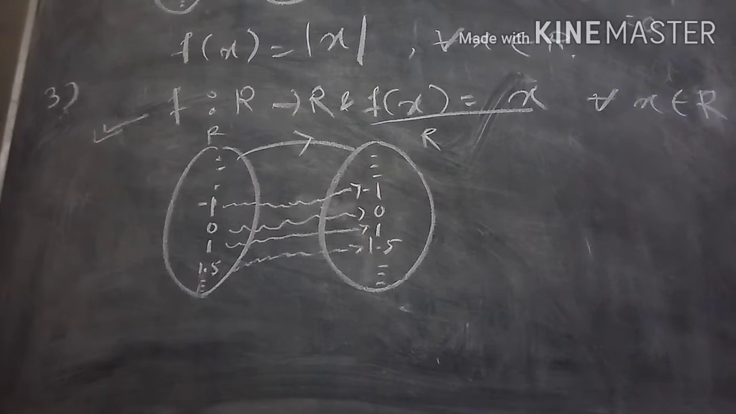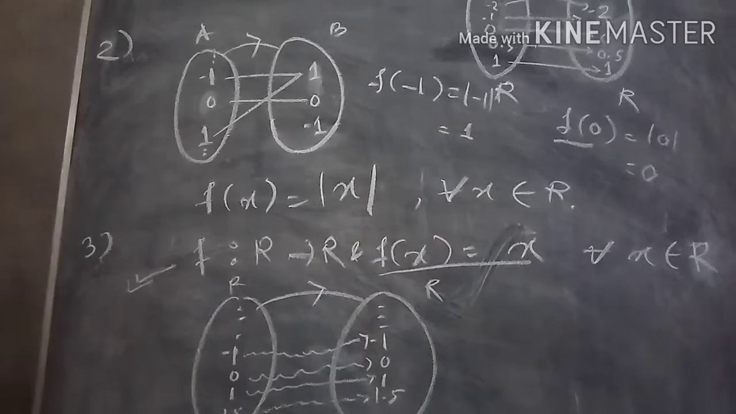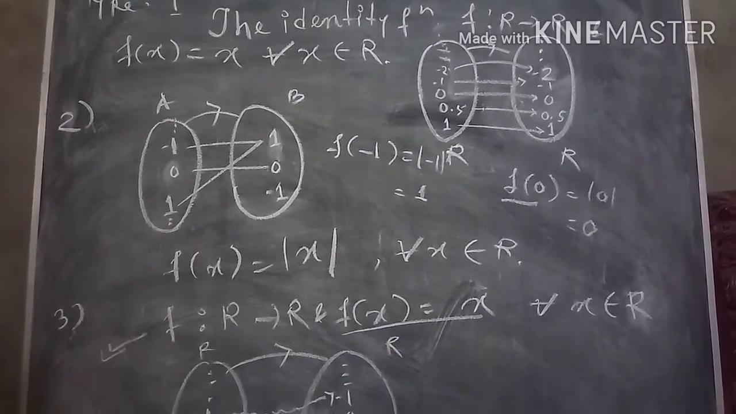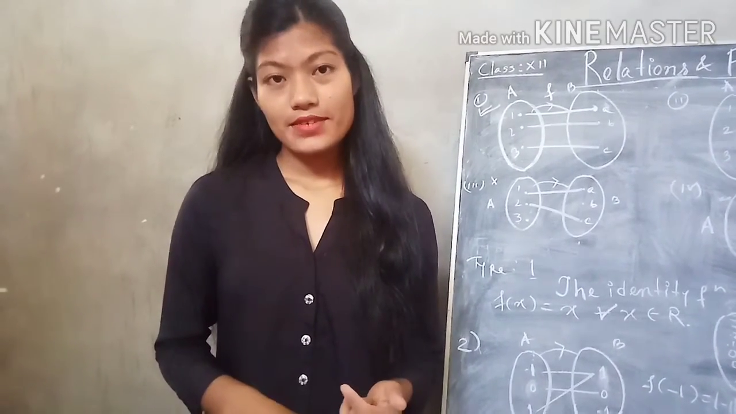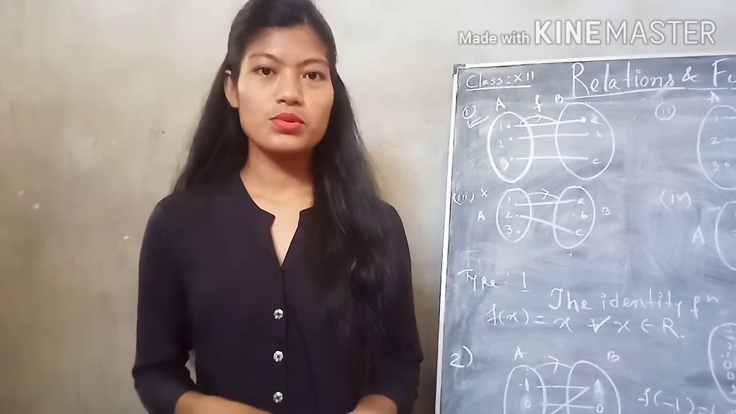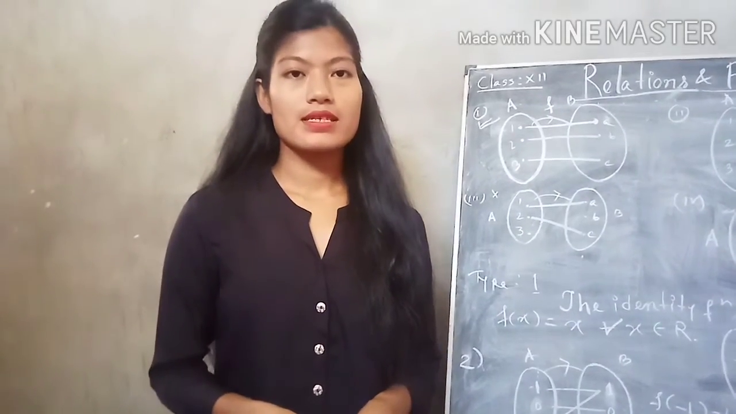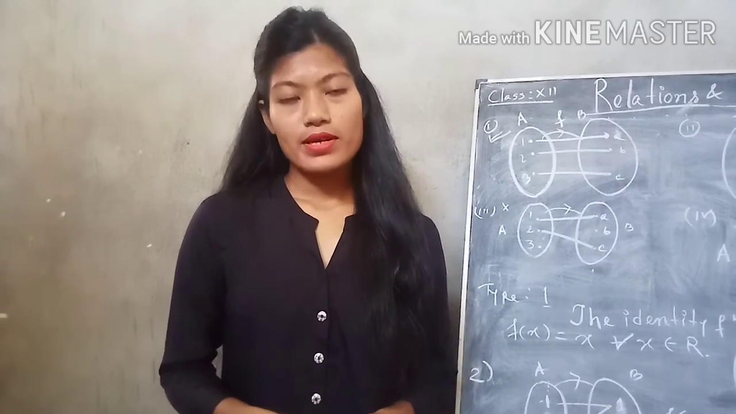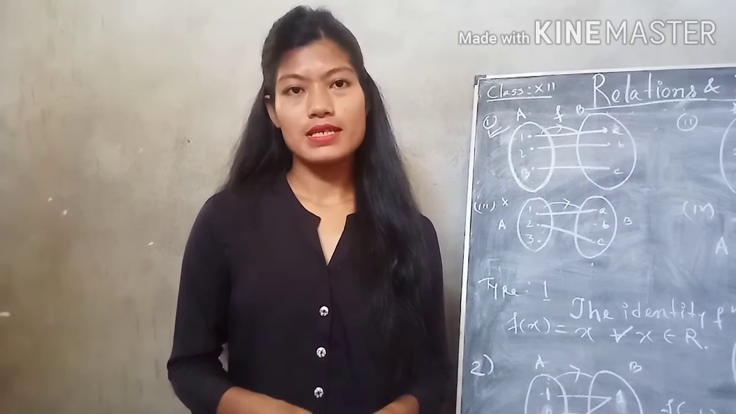Here these are the types: one-one or injective, many-one, and the third one is onto or surjective. The next types, injective function and bijective function, I will be discussing in the next class. So here is all about the function and its types up to number 3. The first one is one-one or injective, second one is many-one, and third one is onto or surjective.